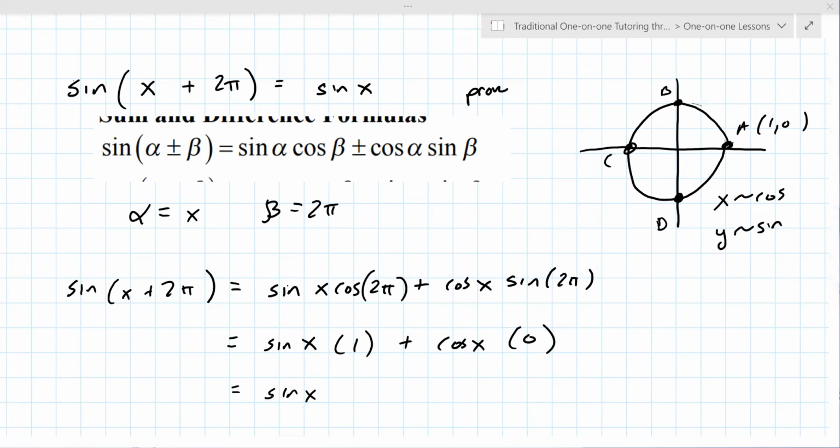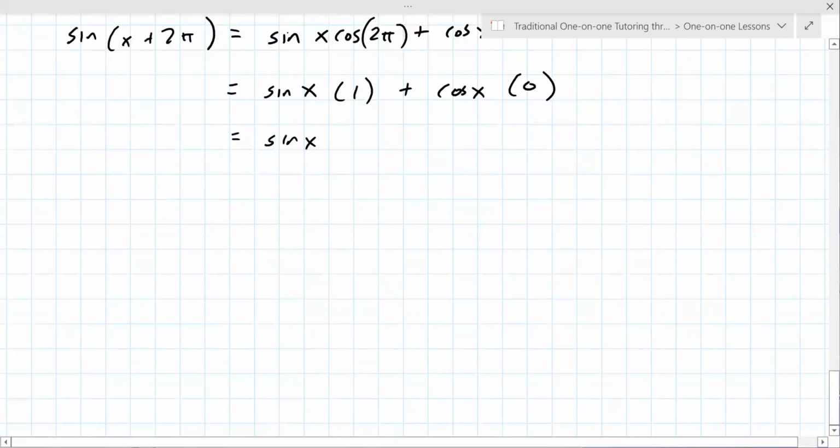Okay, that makes sense. Now this is a very trivial example, I'll say, and I don't mean to demean you in any way. That's not what I'm trying to say. I'm trying to say this is not what you're going to see in a test or a quiz.